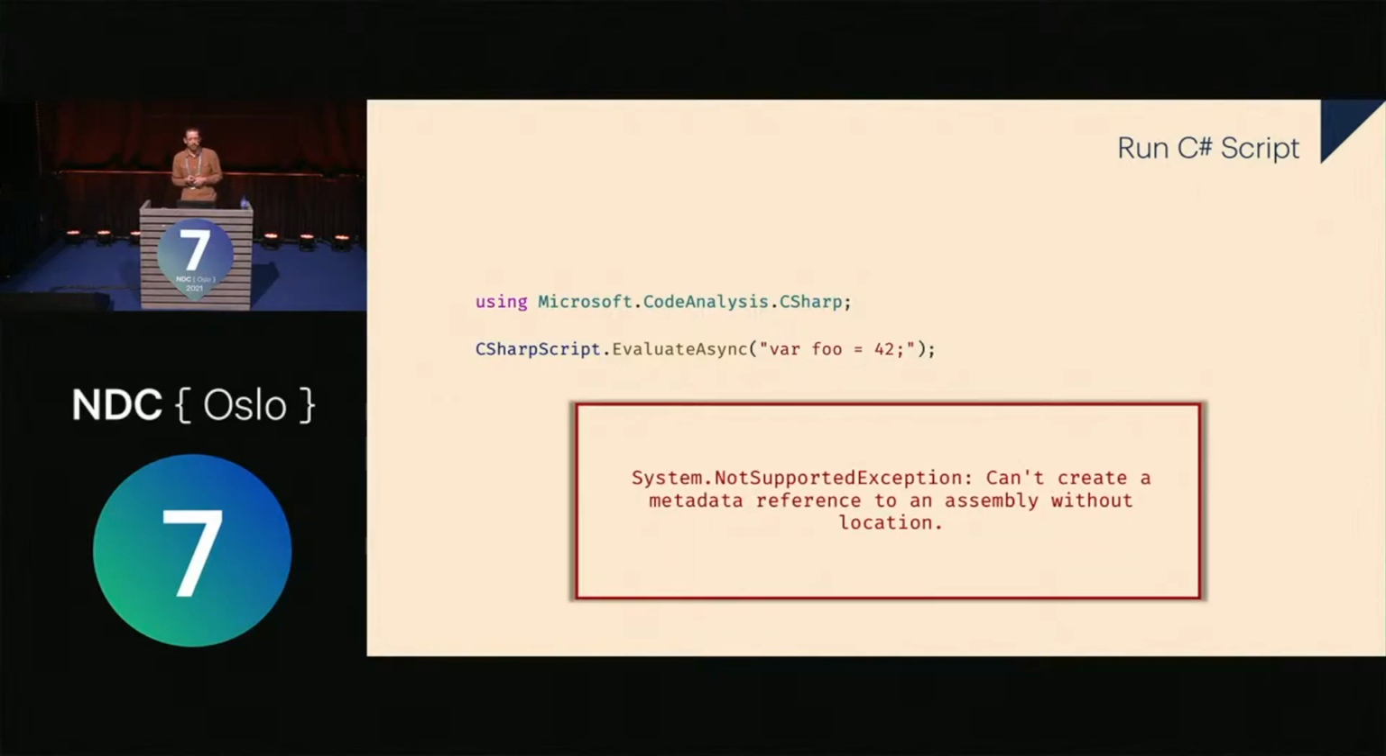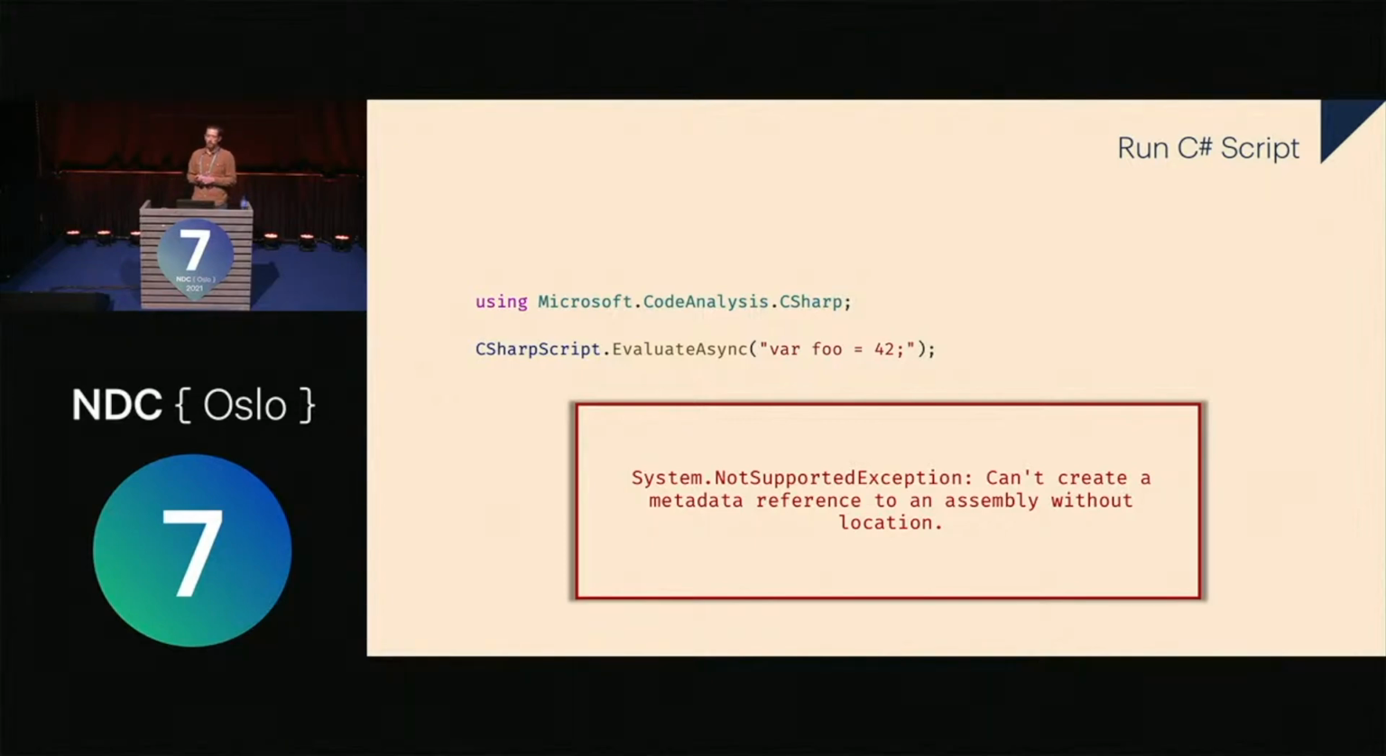If you run this, you get a NotSupportedException: can't create a metadata reference to an assembly without a location. Okay, so what's happening here? Well, Roslyn will try to get metadata references for some of the core assemblies, for example, the assemblies that implement the object type, because you need those references in order to be able to execute C# and C# script.